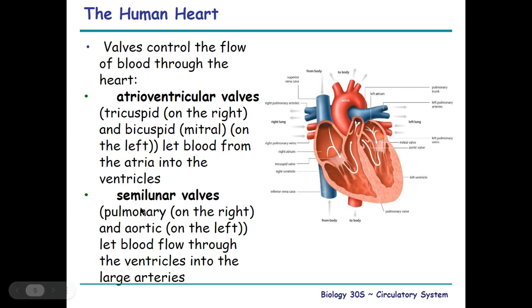The semilunar valves, that's the pulmonary on the right, okay, and the aortic on the left, let blood flow through the ventricles into the large arteries.